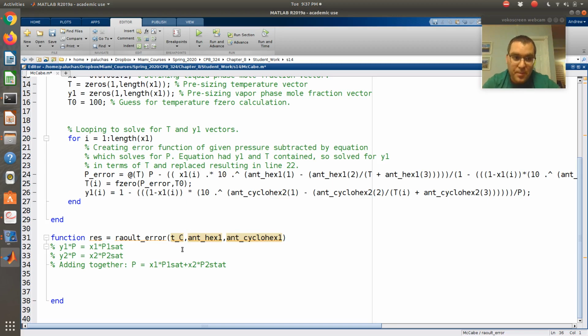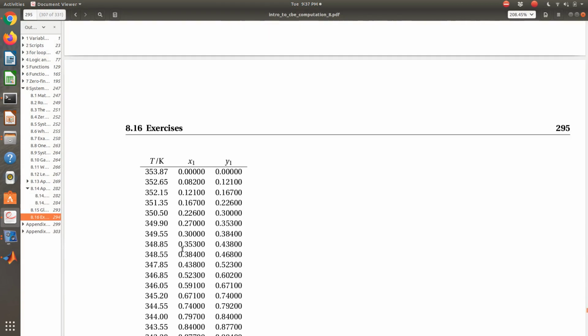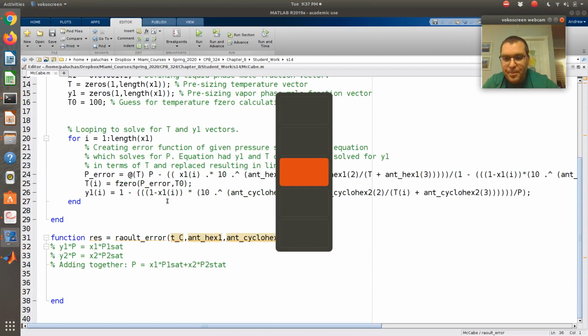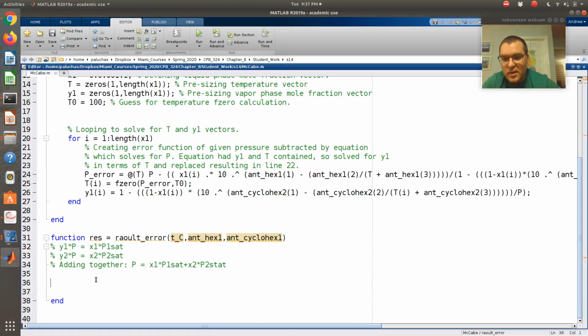Well, actually, do we want C or Kelvin? It doesn't matter. So let's leave it as C, because that's what Antoine uses. Then what we just would need to make sure we do is, if we collect temperatures in degrees C, the reference data is in Kelvin, so you need to convert the reference data to C, or you need to convert the data we calculate to Kelvin, right? One or the other, okay?